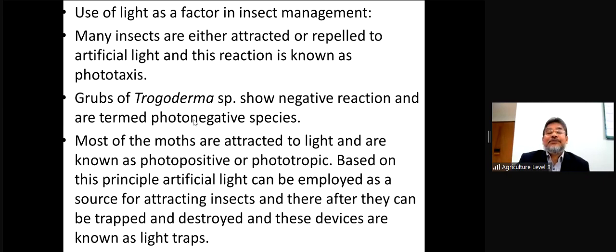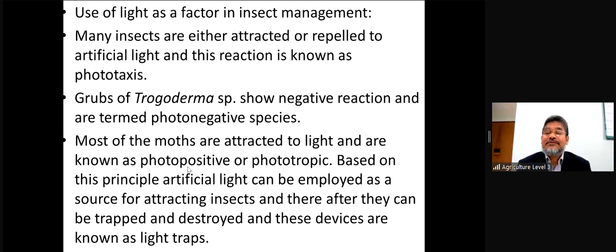Most of the moths are attracted to the lights. They are known as photopositive insects. The photopositive species are those attracted to the light: many moths, many leaf hoppers, many of the hoppers are attracted to the lights. They are called photopositives. Some are photonegative.